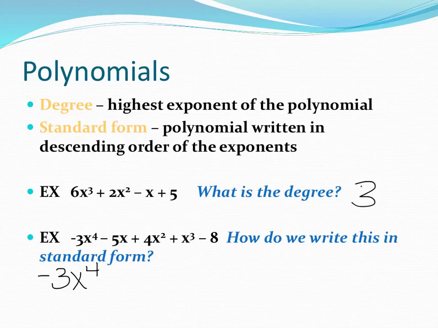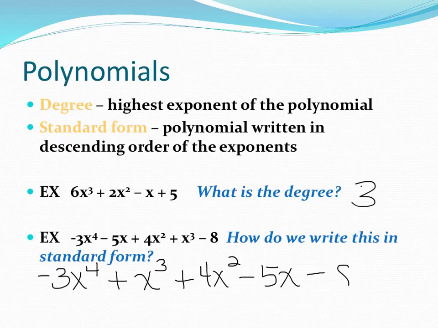Then we look for the term with the next highest exponent, and that is the x cubed term. So that term is written next. Then the term with the next highest exponent is 4x squared. And then we have the negative 5x to the first power, and the constant is always last. So now this polynomial is written in standard form.